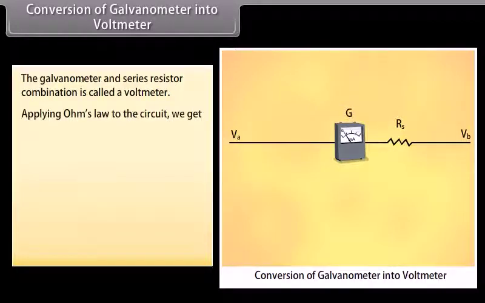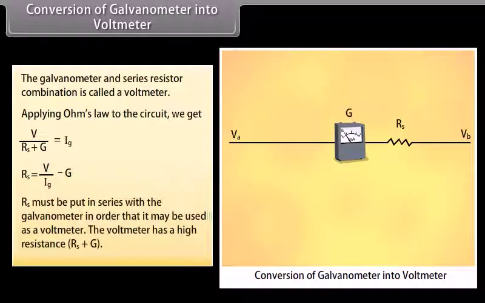Applying Ohm's law to the circuit, we get V upon (Rs plus G) is equal to Ig. It can be written as Rs is equal to V upon Ig minus G. Rs must be put in series with the galvanometer in order that it may be used as a voltmeter. The voltmeter has a high resistance (Rs plus G).